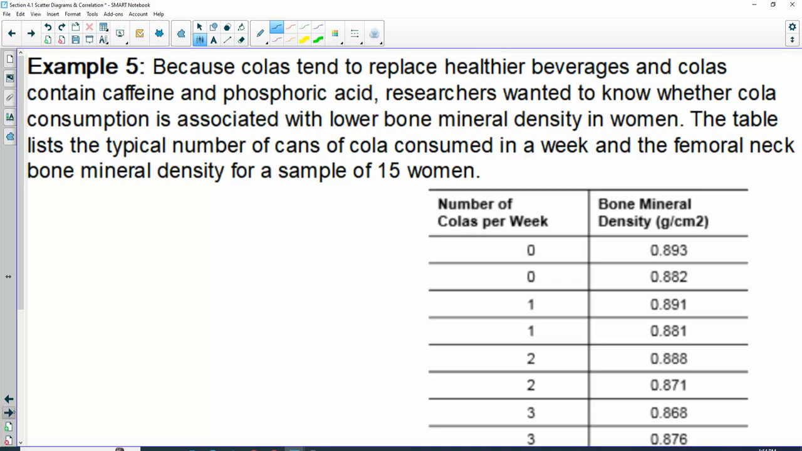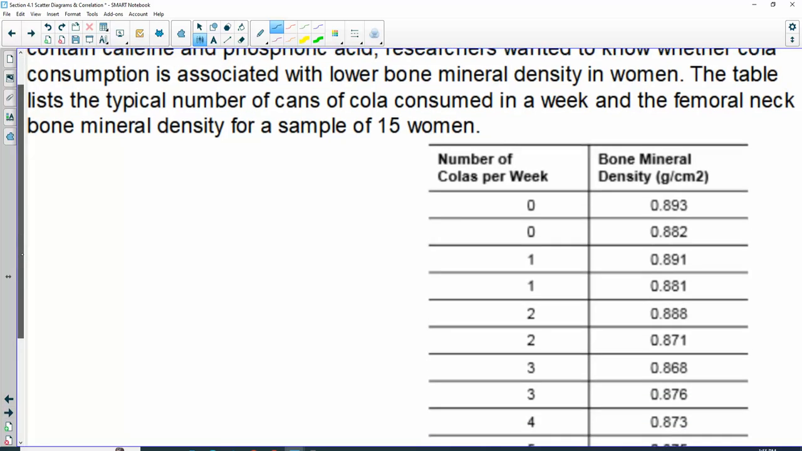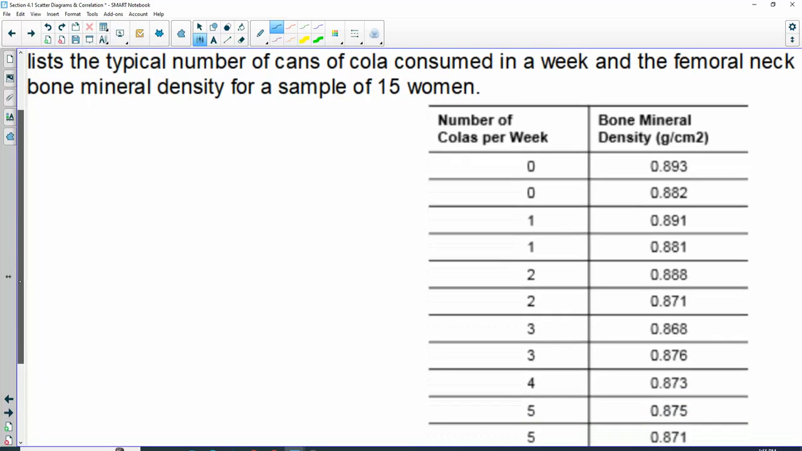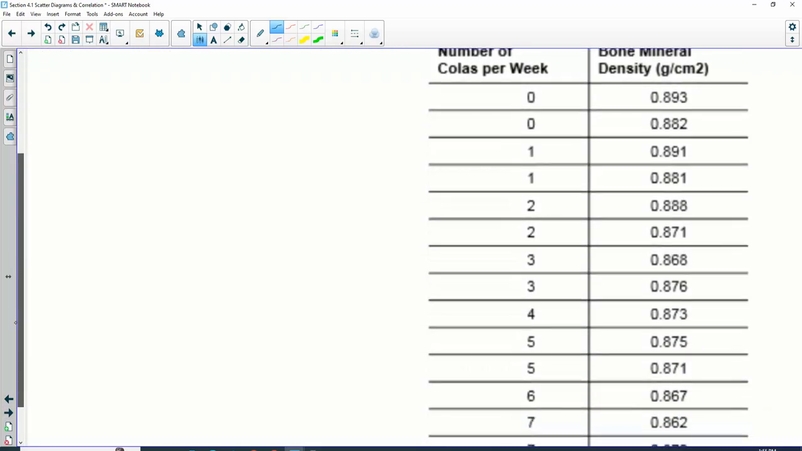Okay, I need to move through these last two slides. Because colas tend to replace healthier beverages and colas contain caffeine and phosphoric acid, researchers want to know whether cola consumption is associated with lower bone mineral density in women. The table lists the typical number of cans of cola consumed in a week and the bone mineral density for a sample of 15 women. So if I'm trying to decide if there's a relationship, what would I need to do? All right, we need R.